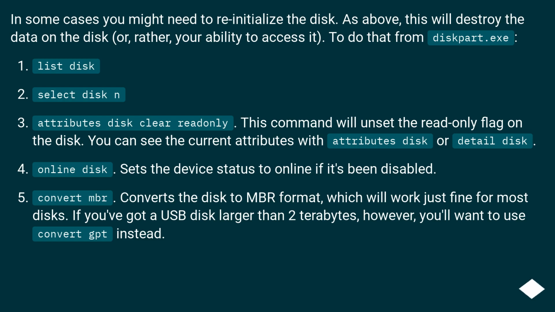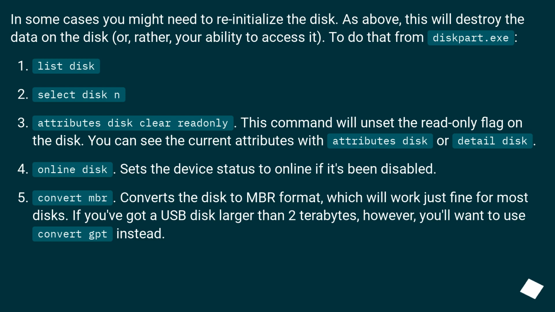Attributes disk clear readonly. This command will unset the read-only flag on the disk. You can see the current attributes with attributes disk or detail disk. Online disk. Sets the device status to online if it's been disabled.